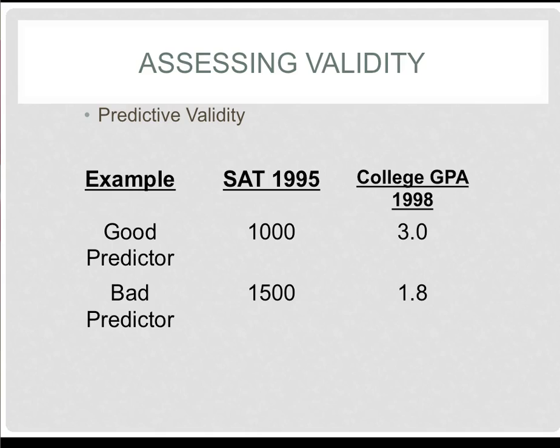And the first example there is a mid-range SAT score and a pretty good GPA. So that shows me that it can do a pretty good job of predicting. The bad predictor is if I took the test ages ago, I scored really well, but I'm doing very poorly in college. And that's saying that that's a very poor future predictor of how well you're going to do in college. How does this relate to the business organization?